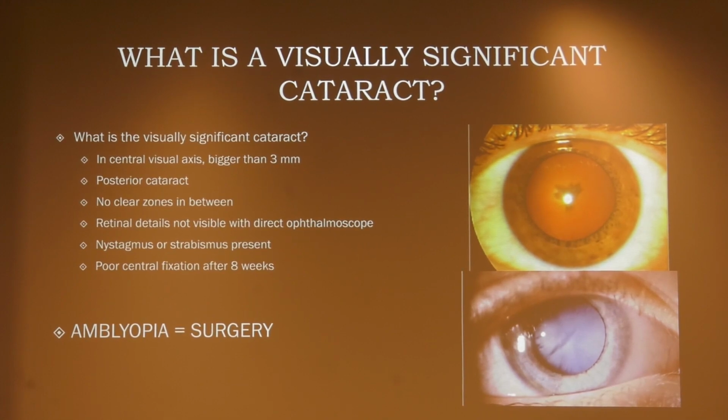So what is a visually significant cataract? I think this is very important for all of us to know that a visually significant cataract is in the central visual axis, is bigger than 3 mm. Posterior cataracts, no clear zone in between. Retinal details not visible with direct ophthalmoscope. Nystagmus or strabismus present and a poor central fixation. And often this is misunderstood that amblyopia needs surgery, which I think is not always the case.